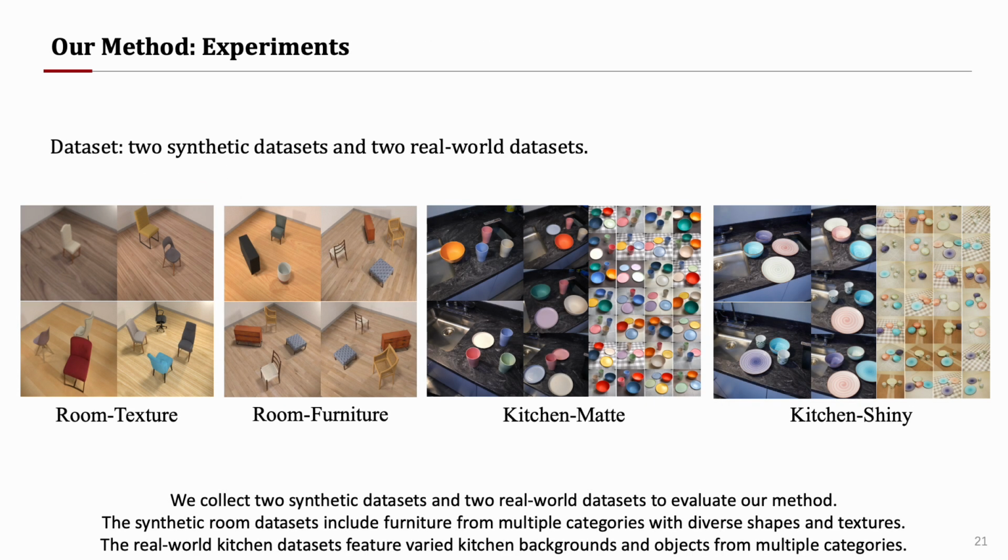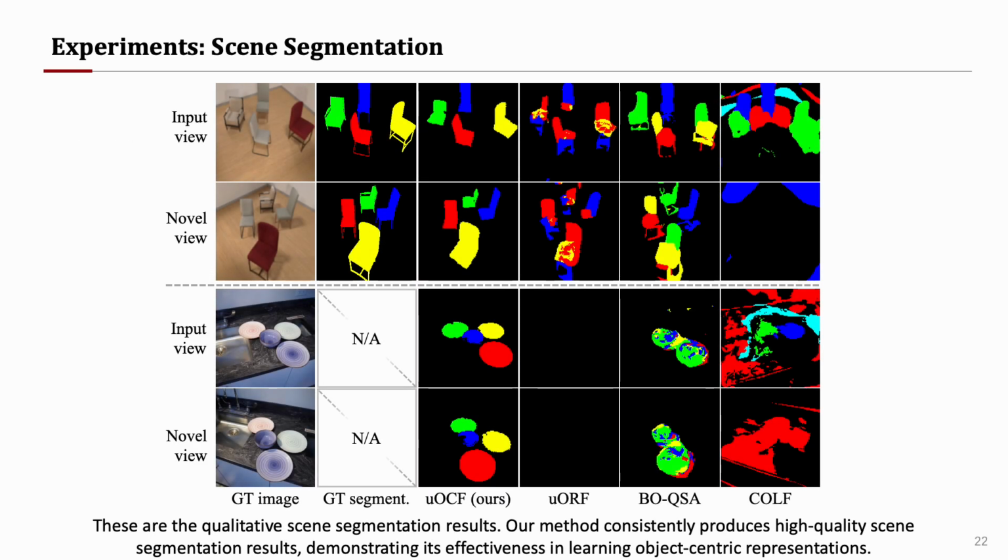We collect one synthetic dataset and two real-world datasets to evaluate our method. The synthetic room dataset includes chairs with diverse shapes and textures. The real-world kitchen datasets feature varied kitchen backgrounds and objects from multiple categories. These are the scene segmentation results on the room dataset. Our method consistently produces high-quality scene segmentation results, demonstrating its effectiveness in learning object-centric representations.